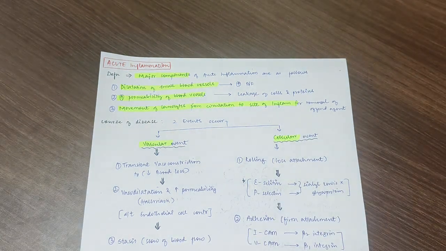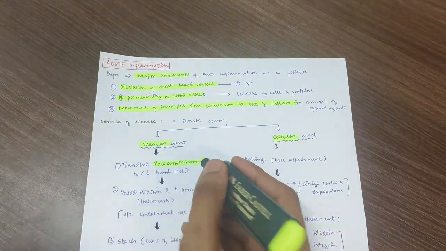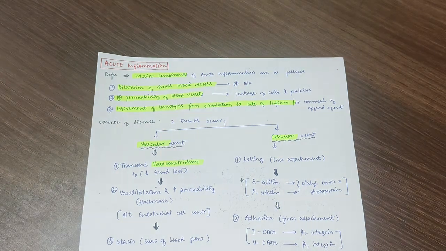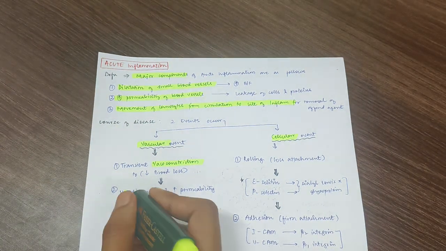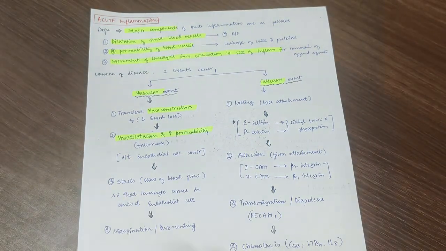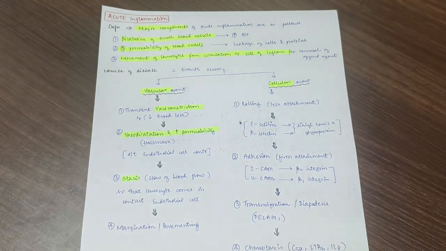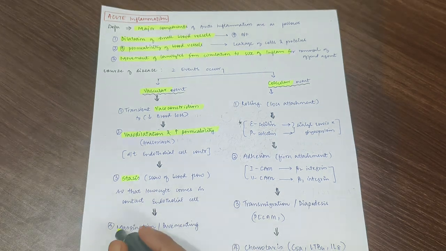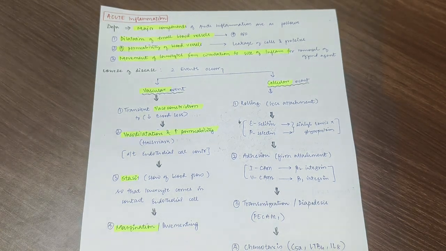So what happens in the vascular event? The first step is vasoconstriction, to minimize the blood loss. The next is vasodilatation and increased permeability. This is the hallmark of acute inflammation. Because of endothelial cell contraction, that will lead to vasodilatation and increased permeability. And stasis, that is slowing of blood flow, turbulent blood flow, so that the leukocyte comes in contact with the endothelial cells for further action. Next is margination. These are the 4 things which happen in the vascular event.